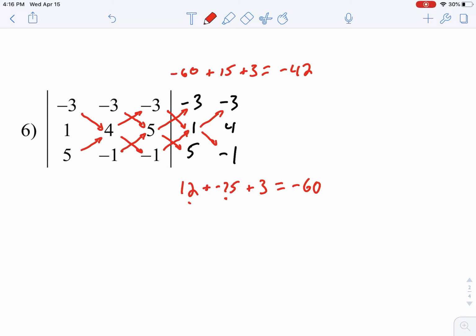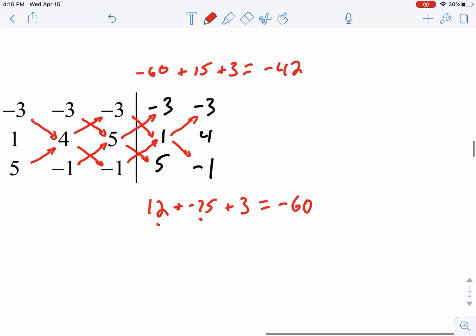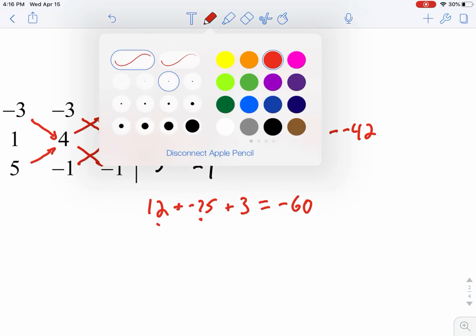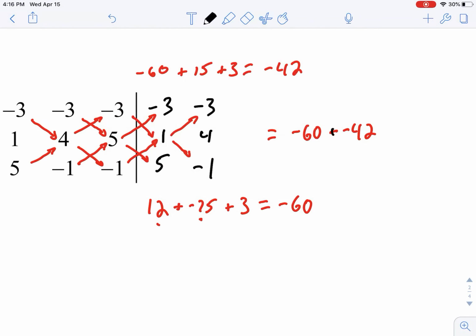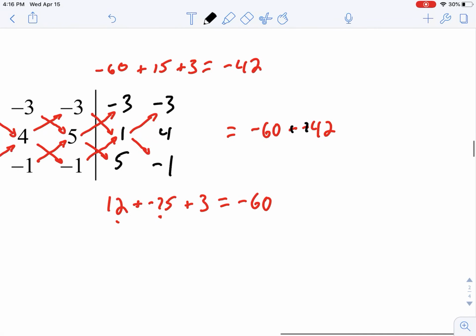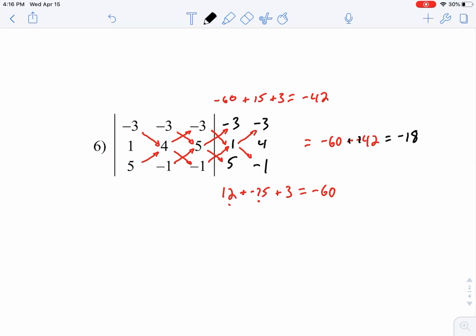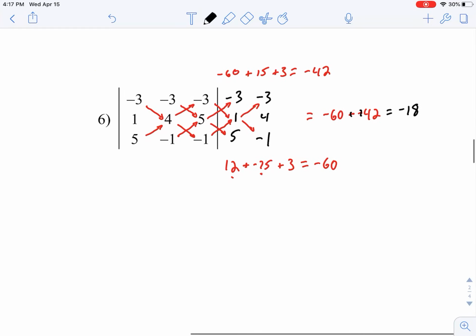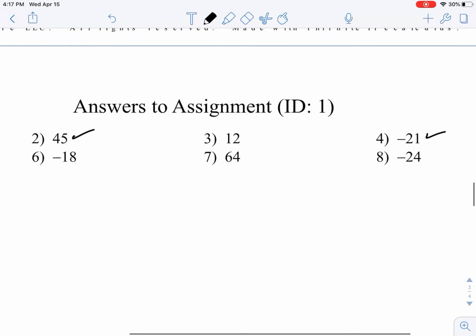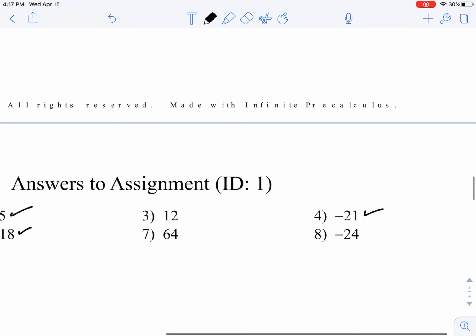So now, it's like what we did in the 2 by 2s. We need to do bottom minus top. Bottom minus top. Of course, we need minus a negative. It turns into plus a positive. Negative 60 plus 42 is what? Negative 18. Wow, I'm feeling really insecure on my mental math. Let me go check number 6. Oh, all right, good. Negative 18.